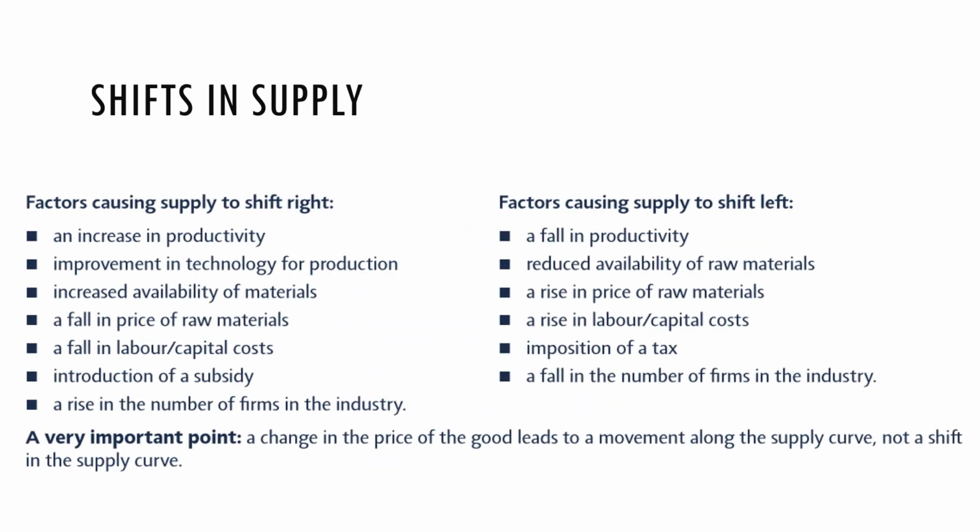So here's this nice little summary of what might cause shifts to supply. Factors causing supply to increase are displayed here on the left-hand side. Factors causing supply to decrease are displayed on the right. It'd be worth print screening this, printing it out and sticking it into your notes.